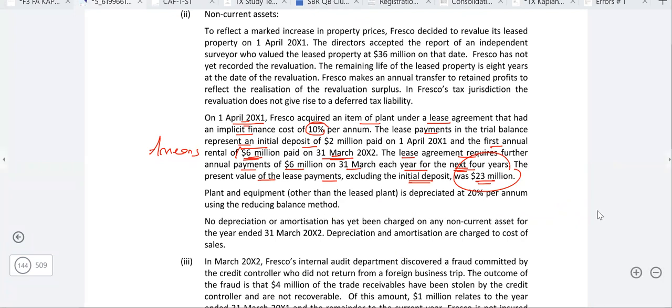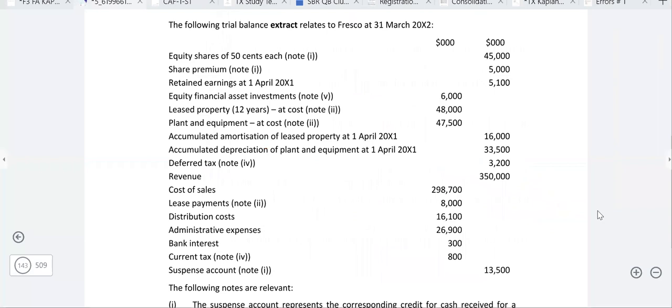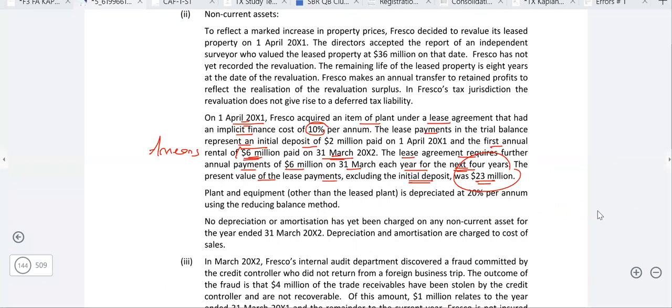And regarding the right of use asset, you just depreciate it over the lease period.